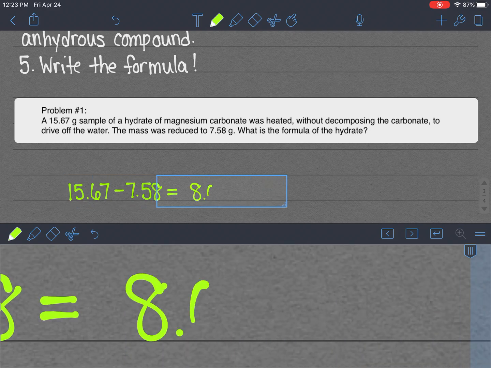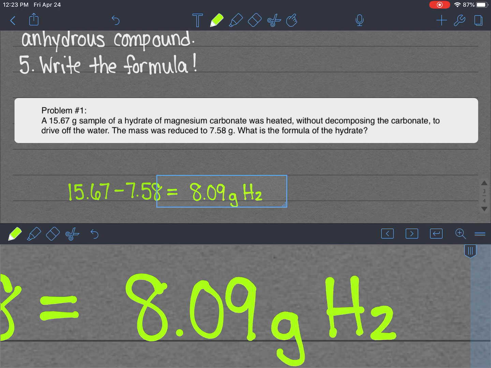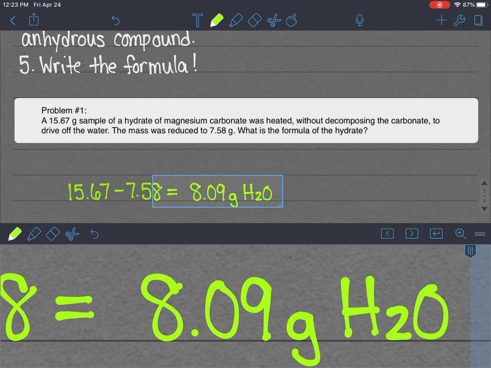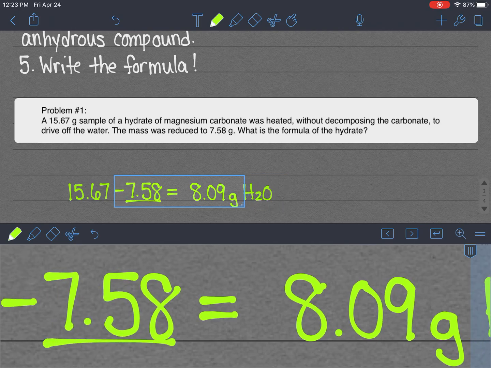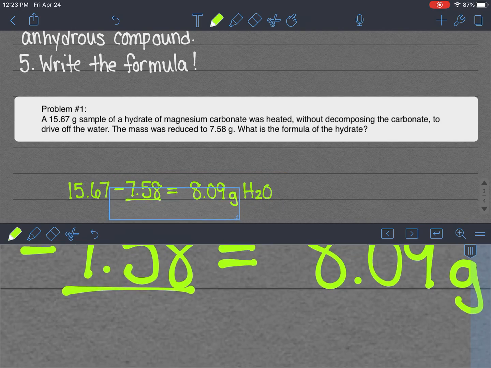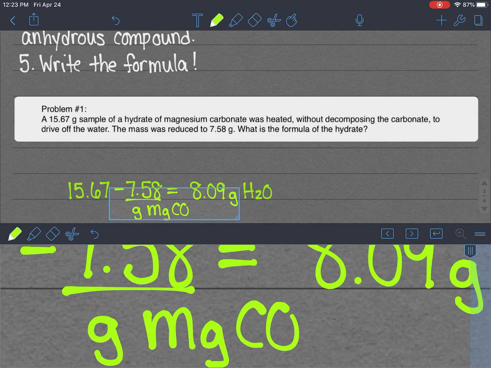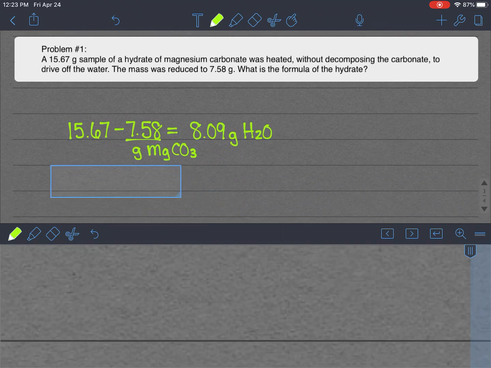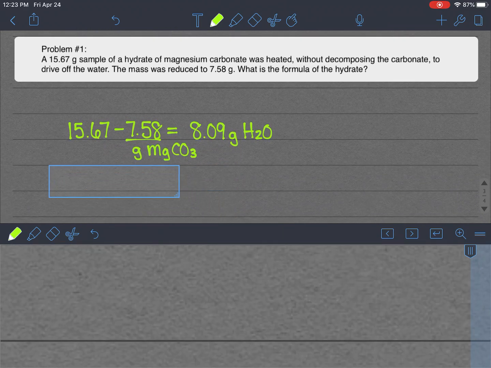The difference there is 8.09. I'm going to label that right away. That is grams of water. That's how much water was actually lost. This 7.58 is going to be really important also. That's my grams of magnesium carbonate. It's really important to keep those things separated out. So step one is just to determine how many grams you have of each.